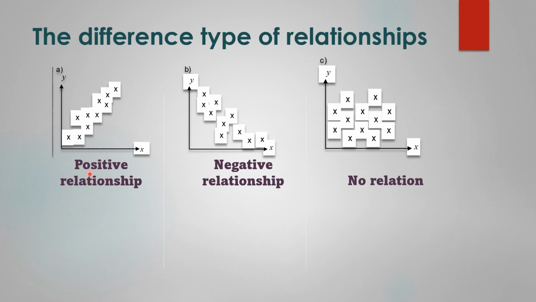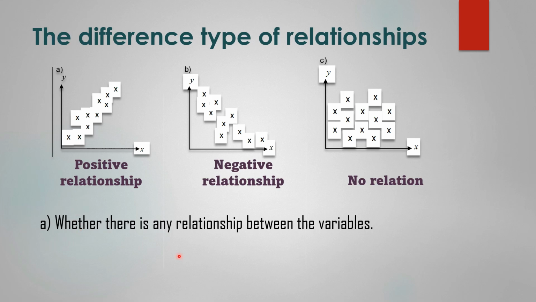For the positive relationship, the trend is that as x increases, y increases as well. For negative relationship, the trend is that as x increases, y decreases. For no relationship, we cannot say x increases, y increases or x increases, y decreases because the scatter points are everywhere. So the trend cannot be determined.